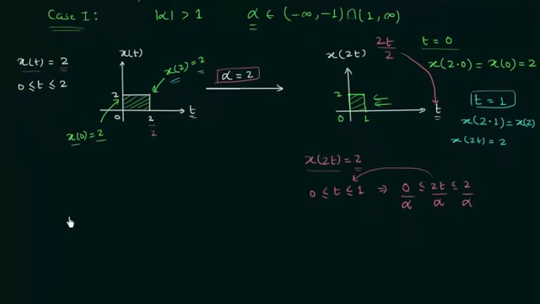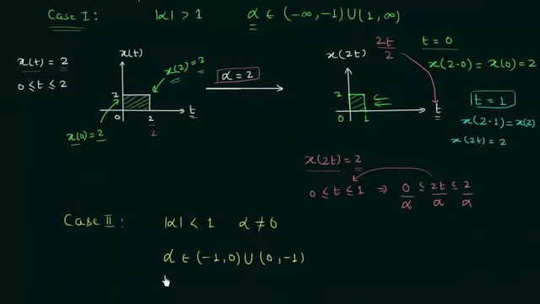In case number 2, mod of alpha is less than 1 and alpha is not equal to 0. Therefore alpha belongs to -1 to 0 union 0 to 1. This is the range of alpha, and this means alpha is equal to 0.1, 0.2, etc. So alpha is not an integer in case number 2, and case number 2 is the case of expansion.